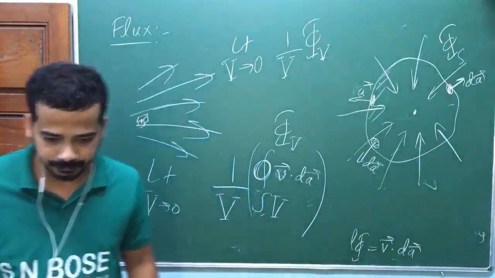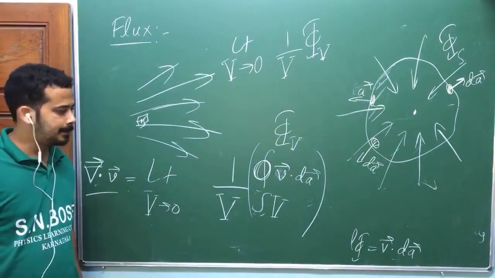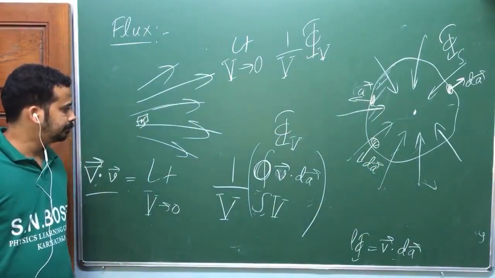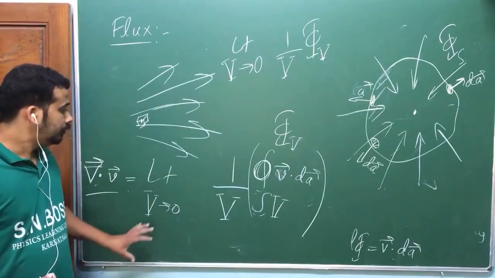Sir, in a nutshell, in a statement we can say that divergence of a vector field equals the flux upon volume, the flux of the closed surface upon volume.